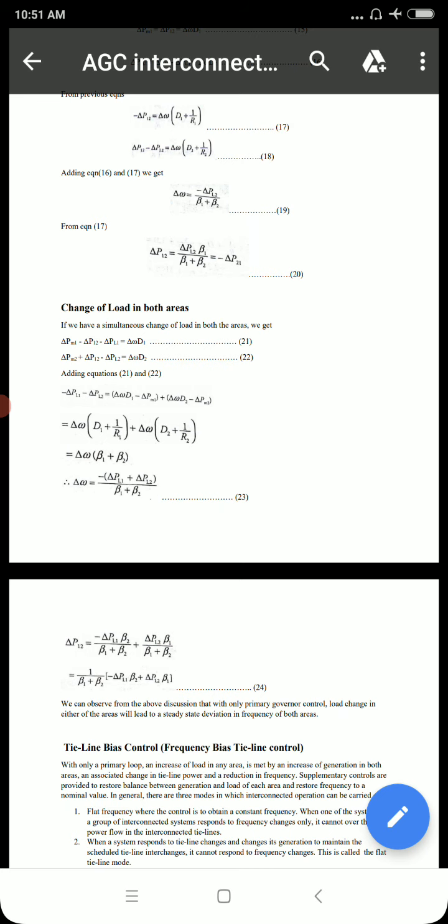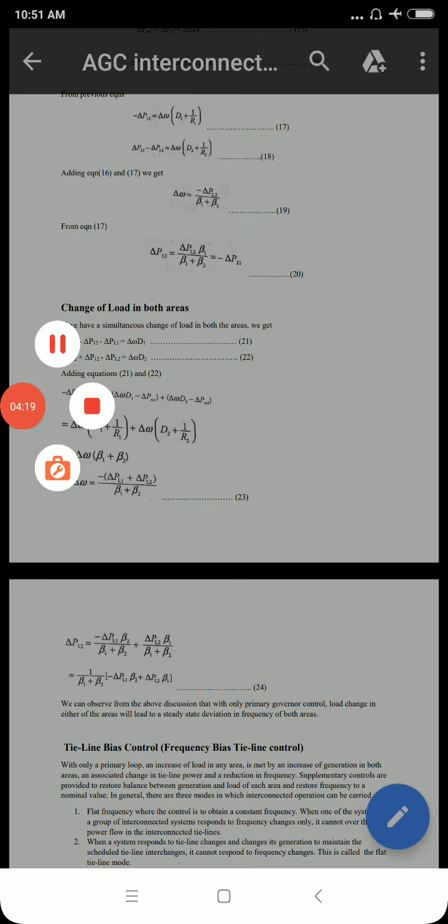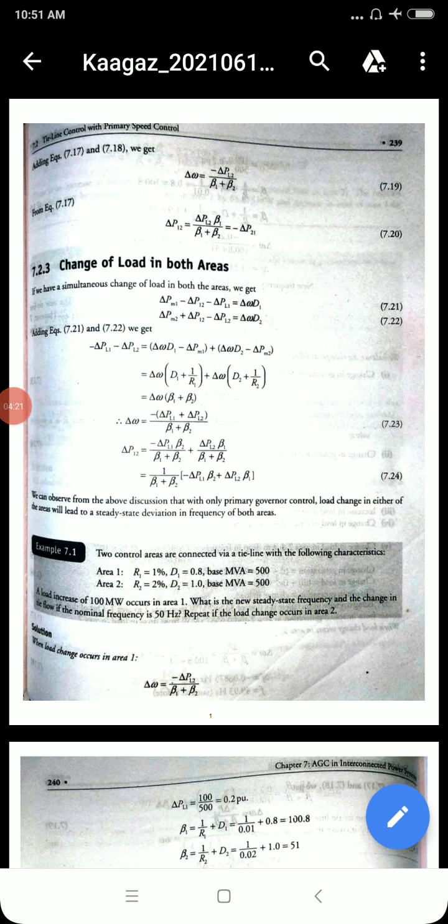Before going to the tie line bias control, we will see one problem first. Consider problem 7.1. Here two control areas are connected via a tie line with the following characteristics. Area 1: R1 is equal to 1%, D1 is 0.8, base MVA is 500. Area 2: R2 is 2%, D2 is 1%, and base MVA is 500. A load increase of 100 megawatt occurs in area 1. What is the new steady state frequency and the change in the tie line flow if the nominal frequency is 50 Hz? Repeat if the load change occurs in area 2.